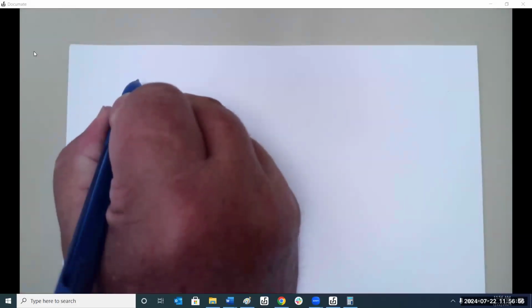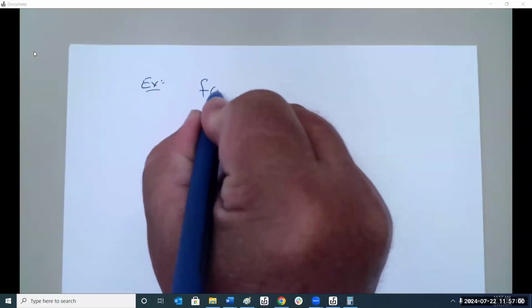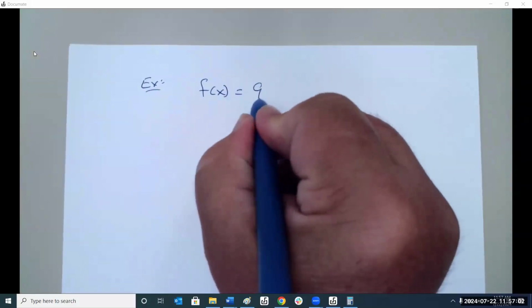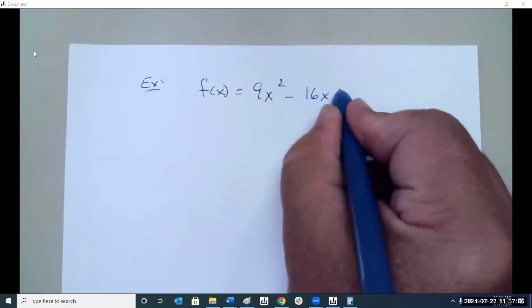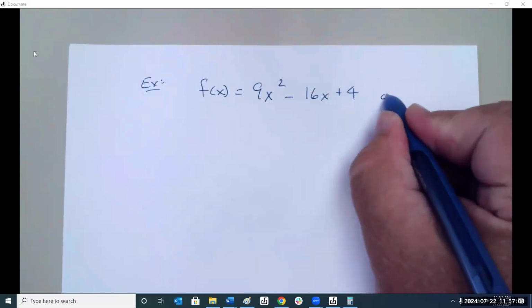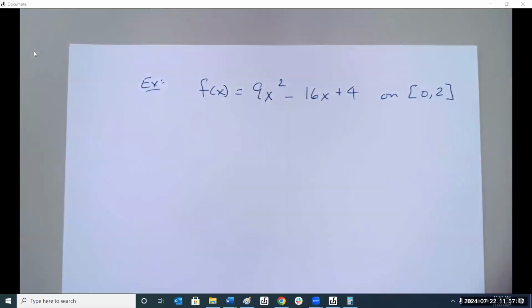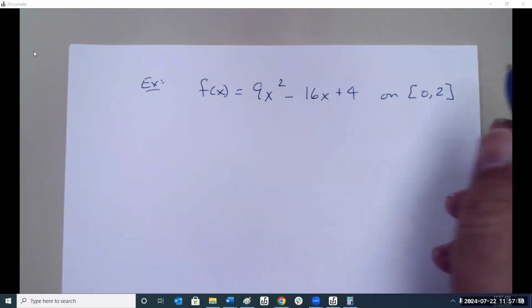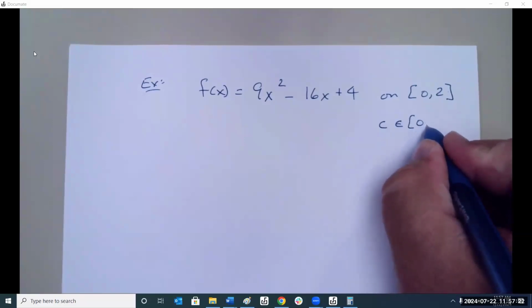Let's look at this next one. We're using an f of x function of 9x squared minus 16x plus 4 on the interval 0 to 2. And C is some point inside our interval.